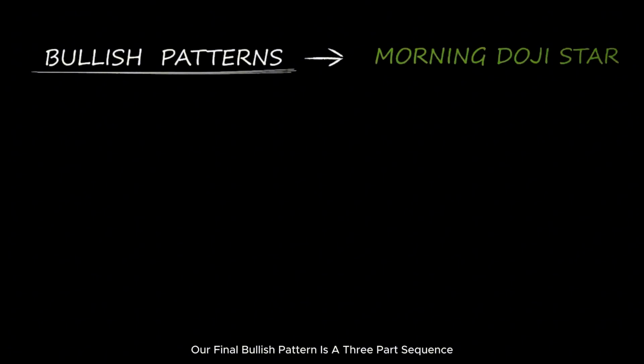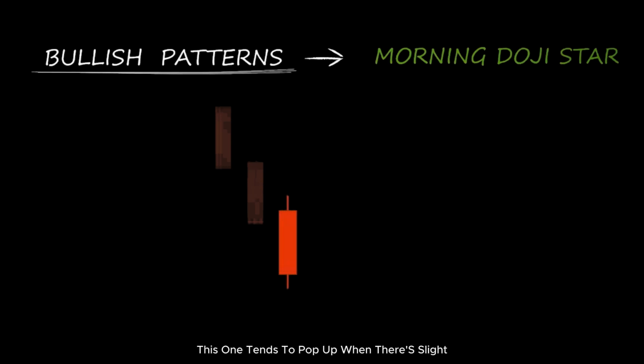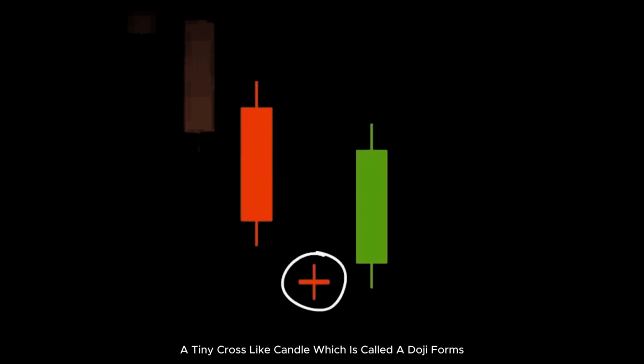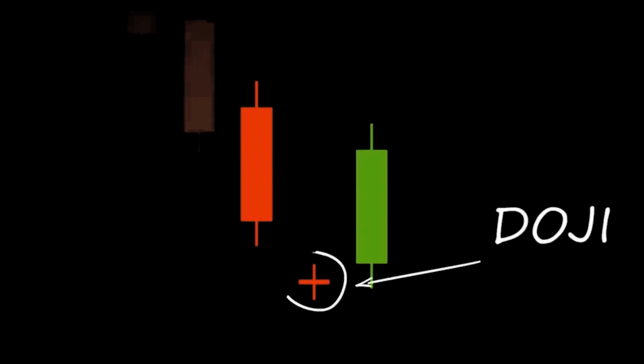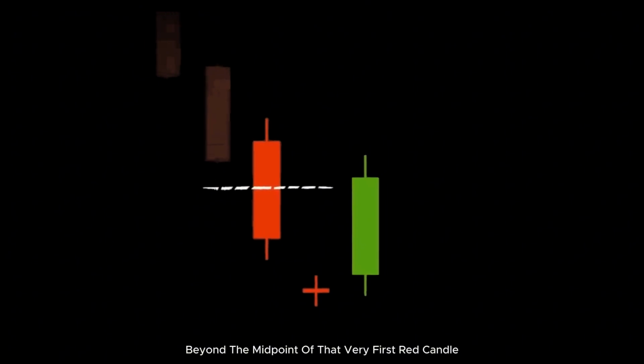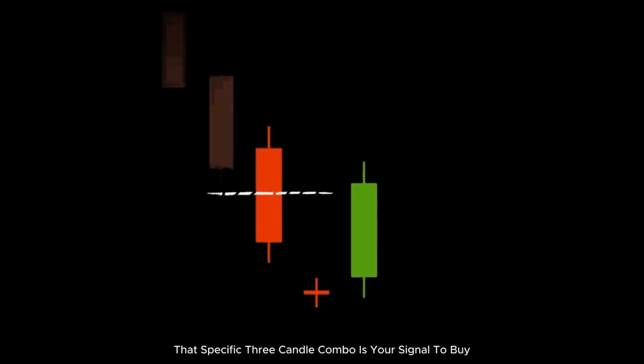Our final bullish pattern is a 3-part sequence known as the Morning Doji Star. This one tends to pop up when there's slight market movement. Step 1, you see a red candle. Step 2, a tiny cross-like candle, which is called a doji, forms. And step 3, this is the crucial part. A green candle forms and closes beyond the midpoint of that very first red candle. That specific 3-candle combo is your signal to buy.